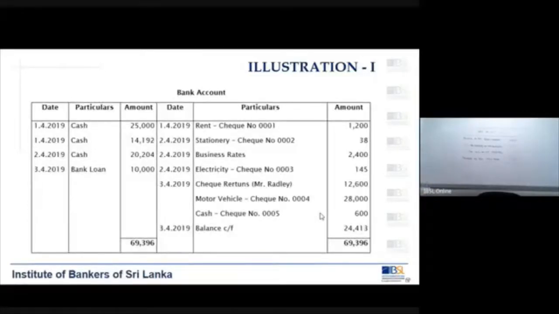And this is the bank account. Now, when you say bank account, you will not be given as a cash book template. The cash book format will not be given. So this is the bank account. So you will see a debit side and a credit side. What you see on the left side is your debit side. What you see on the right side is your credit side. Okay. Now, when you take this account, what is the bank balance as per your cash book? As per your cash book, you will see at the bottom, you have a balance of 24,413. That is the balance of your cash book.